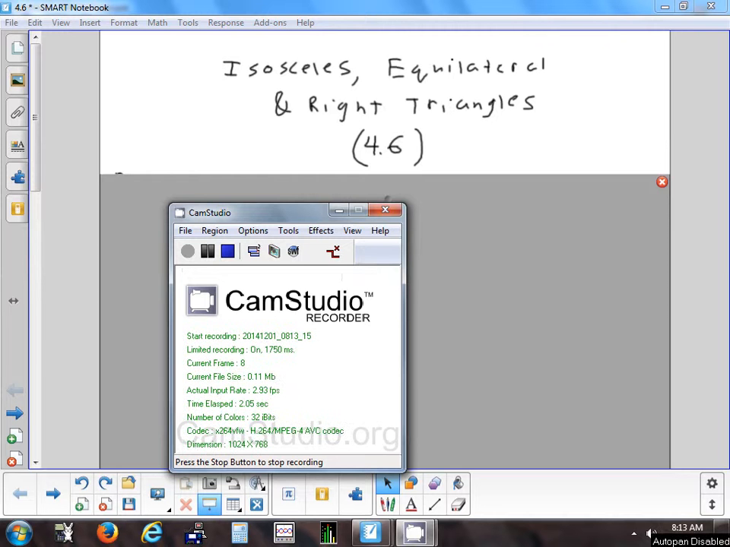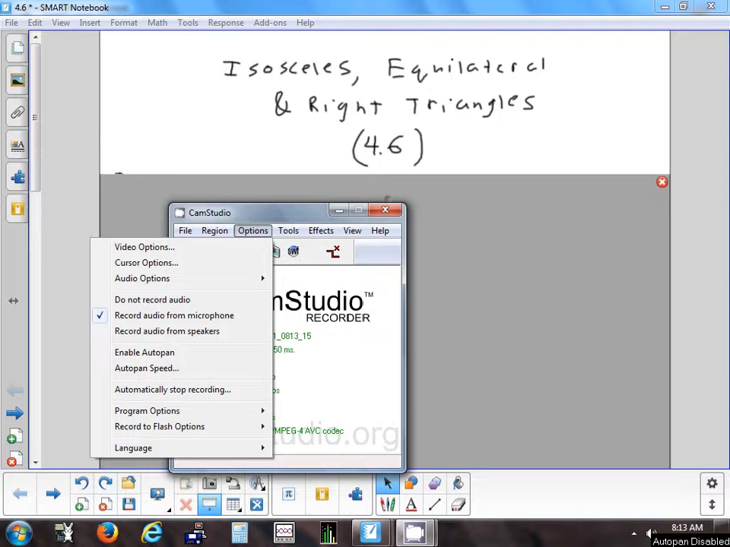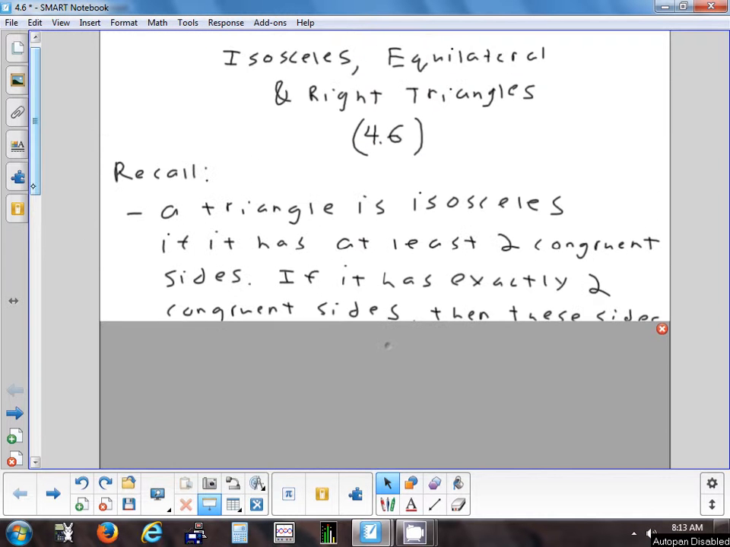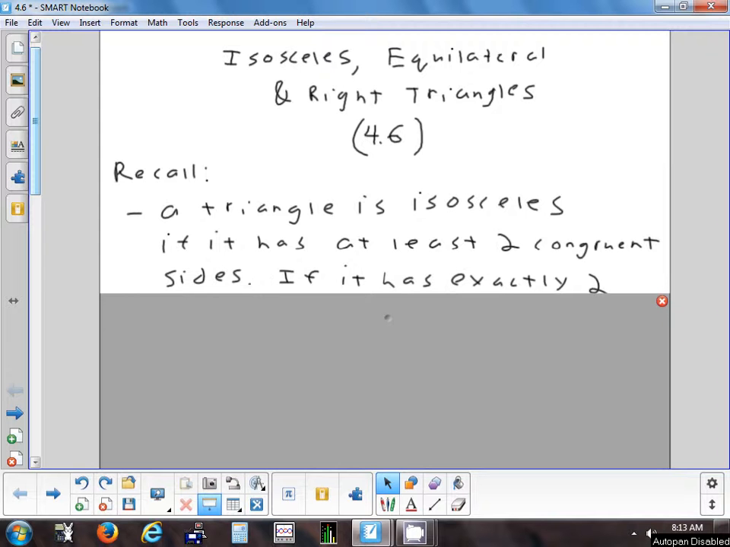All right, let's take a look at section 4.6. Okay, first thing, before we get into too much, I just want to make sure everybody remembers what isosceles means. A triangle is isosceles if it has at least two congruent sides. Based on that definition, what else would have to be isosceles? What other kind of triangle?